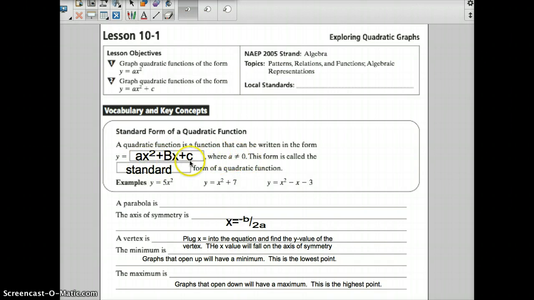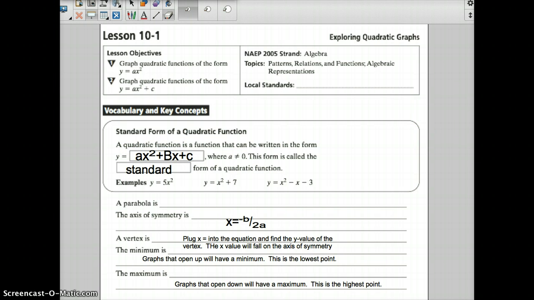And we say a is not 0 because if a were 0, we wouldn't have an x squared, and then think about what the graph would look like. It would be a line. So you want to make sure that you do have an a value, which is a coefficient of x squared, in order to have a quadratic function. This is called standard form of a quadratic function. So again, we have greatest degree to least degree terms.